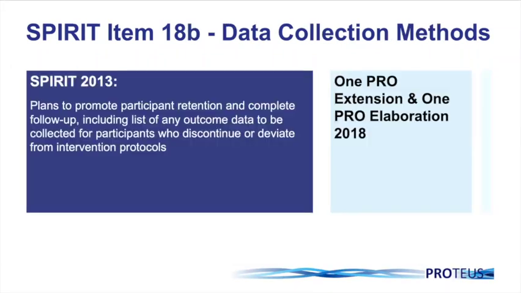I'll pick up with item 18B of Spirit. And as you see in the 2013 statement, this item reads, plans to promote participant retention and complete follow-up. And it includes a list of any outcome data to be collected for participants who discontinue or deviate from the intervention protocols, that is, the treatments that they're allocated to. So with regard to PRO-specific content, there is one extension and one elaboration.